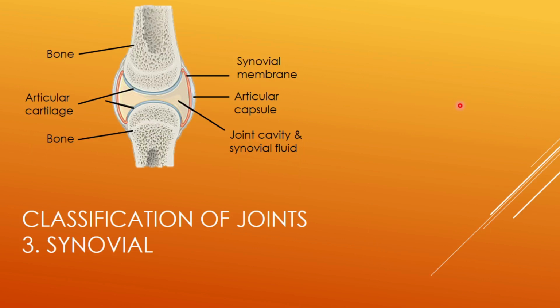And then our third classification, synovial joints. We're going to go into a huge amount of depth into examples of these throughout the body during your course. So this is just a brief overview of what is a synovial joint. Synovial joints are actually characterized by having a thin layer of hyaline cartilage, also known as articular cartilage, over the articulating ends of each of the bones involved in the joint.